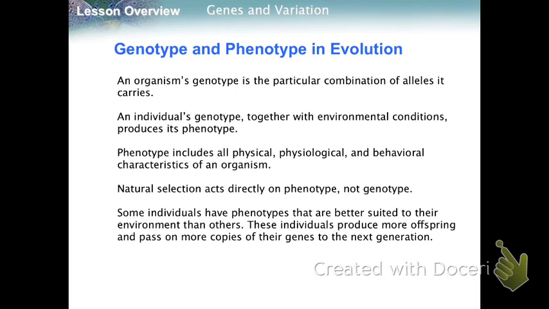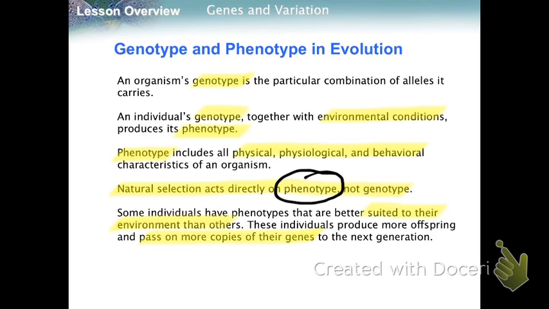What else we already know is that a genotype is what we see in the genes. Genotype plus environment produces a phenotype. And remember that phenotype is all of the physical, physiological, behavioral, all the outward characteristics of an organism. So when we're talking about natural selection, very important to know, natural selection acts on phenotypes. Whatever physical outward characteristics make that organism suited or not suited to their environment will allow them to pass on copies of their genes or not to the next generation. So natural selection acts on phenotype.